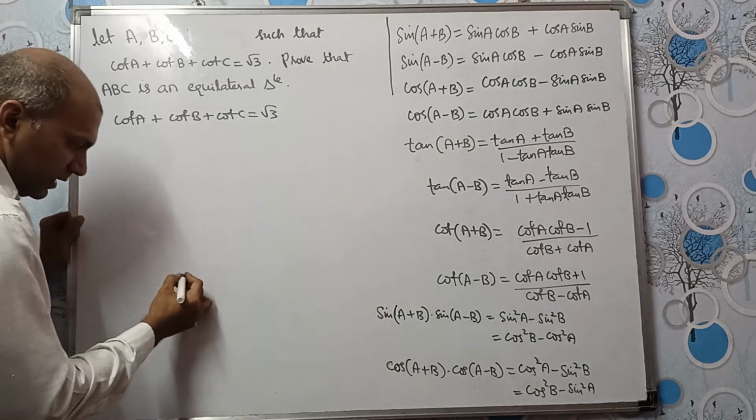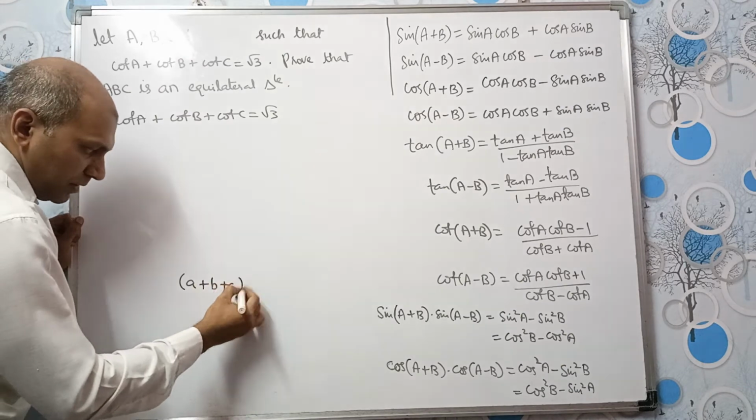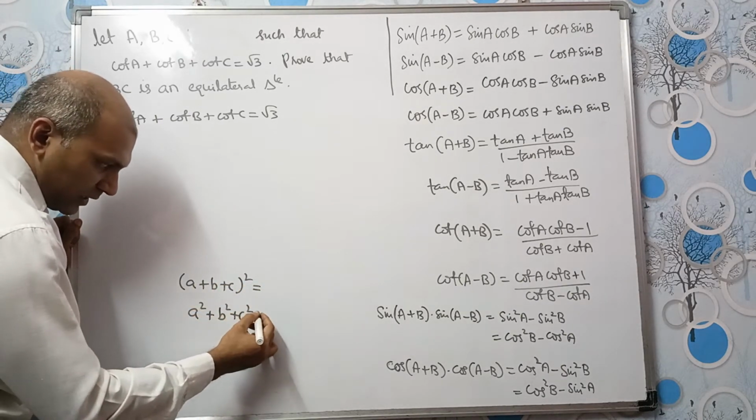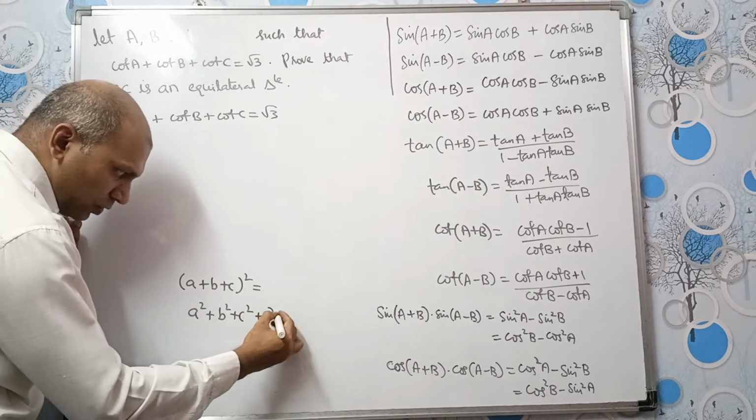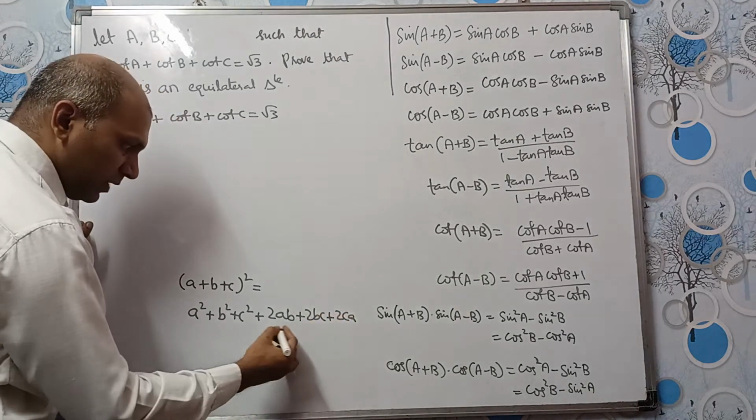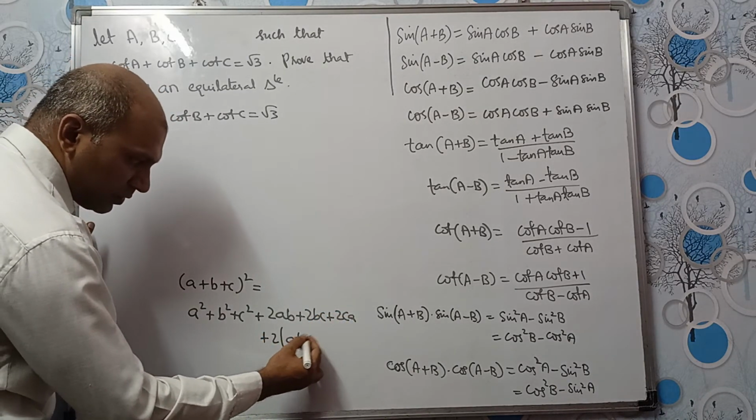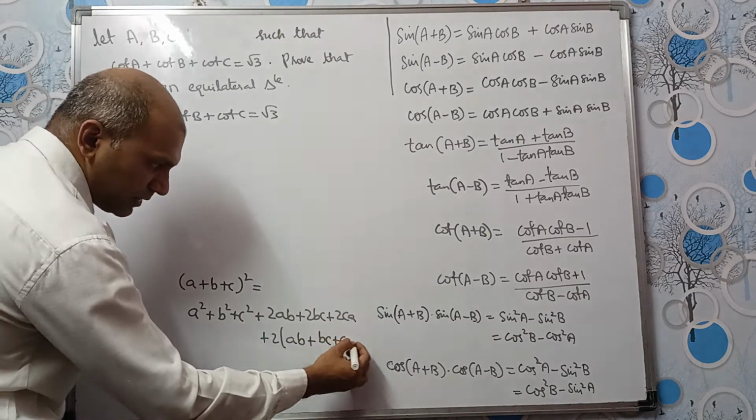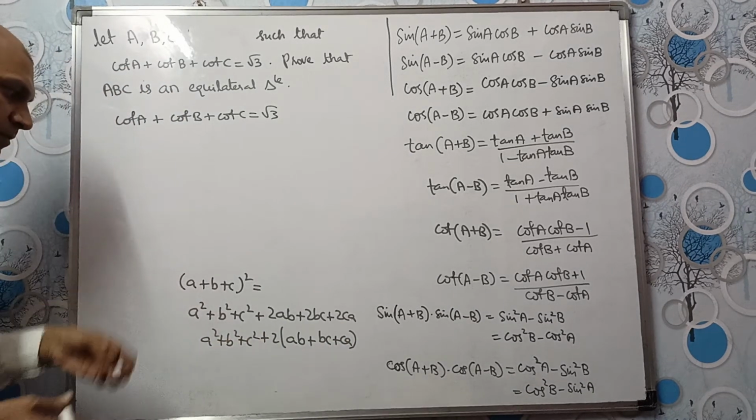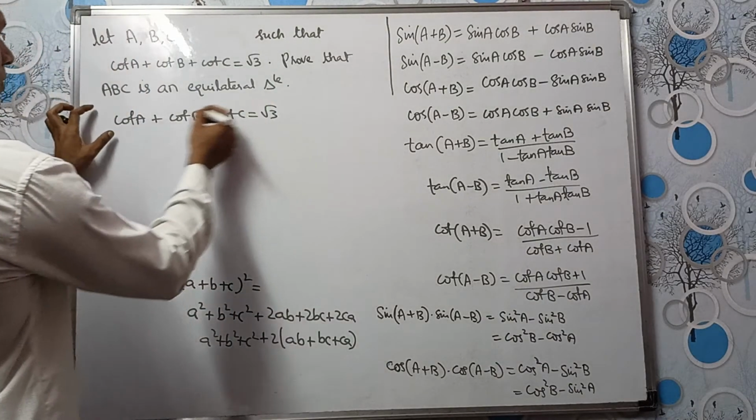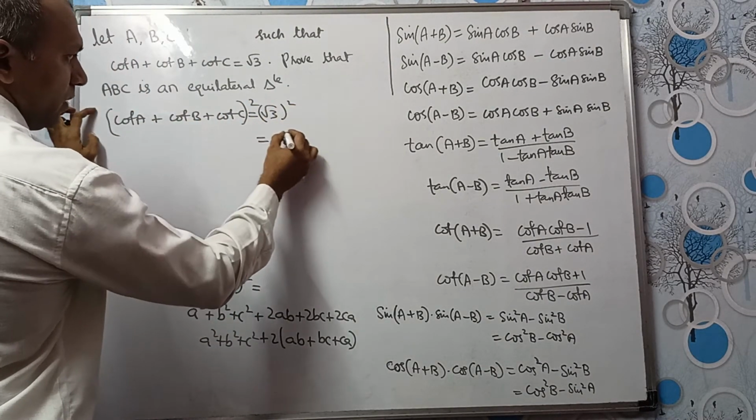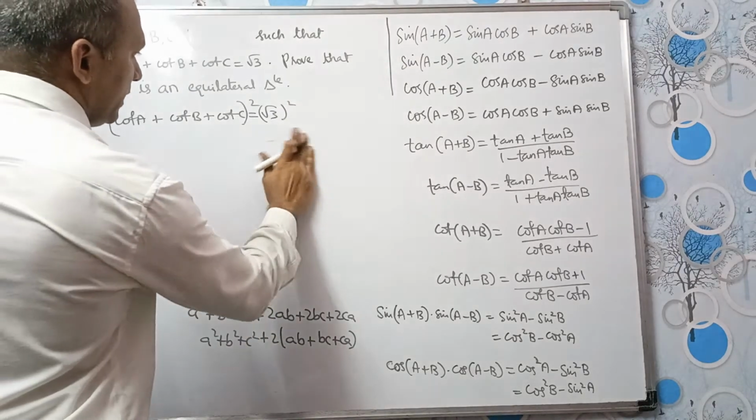See, squaring on both sides. If you have (A plus B plus C) whole square, what is this expansion? It is A square plus B square plus C square plus 2AB plus 2BC plus 2CA. We can take 2 common in this term, right? So it will be 2(AB plus BC plus CA), and you'll have A square, B square and C square here. It will be like this, right? So if you square on both sides, the square root will get cancelled. Here you will have 3, right?